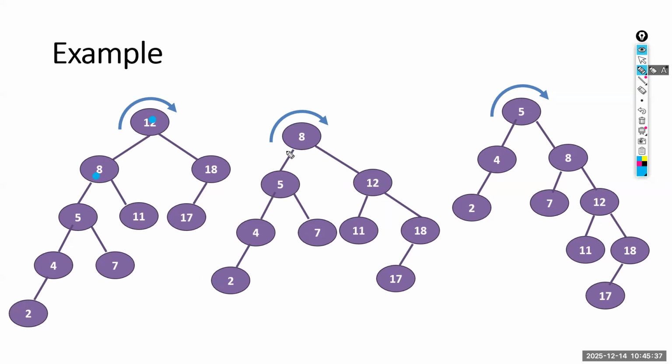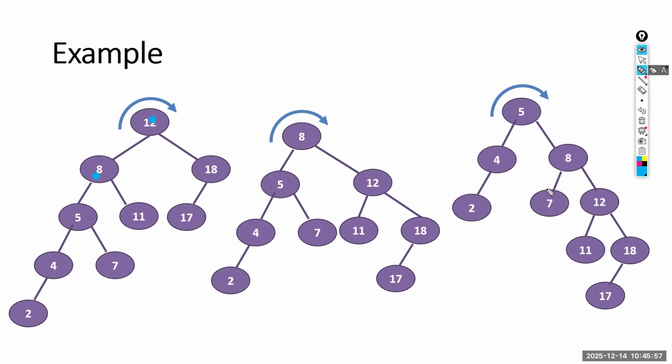Now again, look at your root. Your root has a left child. So that means again you need to do a rotation on the root. So therefore 8 will go down, 5 will go up, and 7 will be the left child of 8.